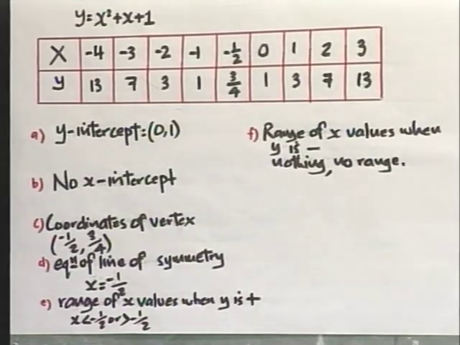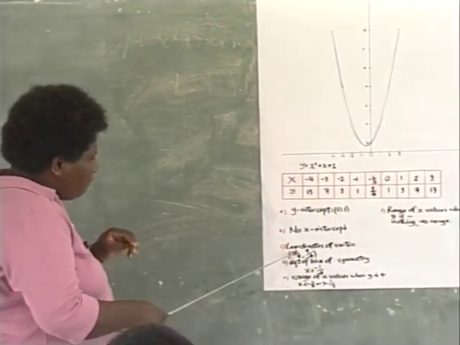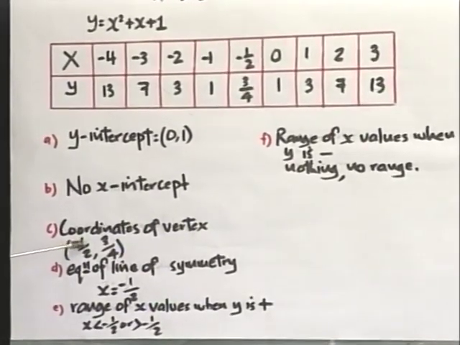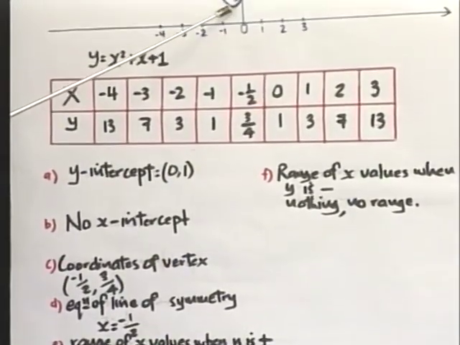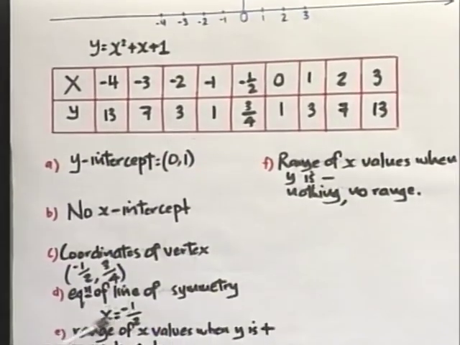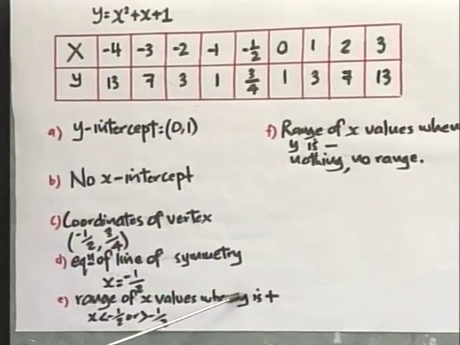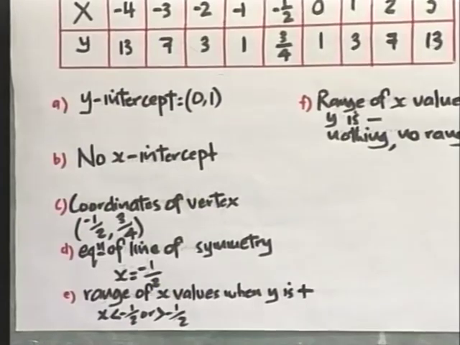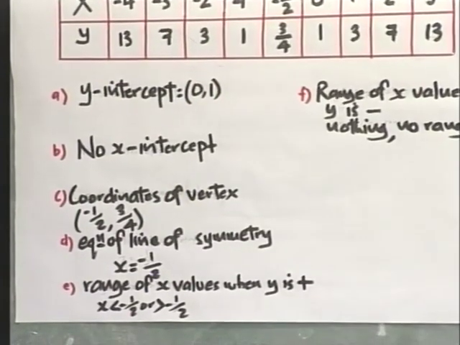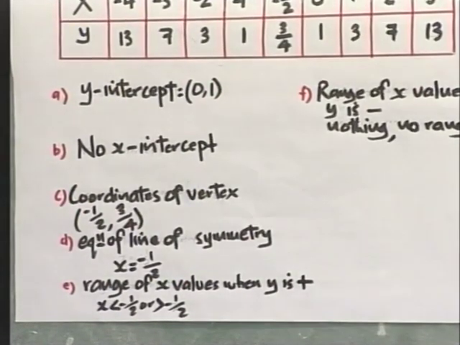Okay, thank you, Gabriel. Just one mistake. They've done well in calculating the vertex, which is (-1/2, 3/4). For the range of x values when y is positive, you find that even on the table of values, all the values for y are positive. So it will be all the x values, all the real numbers.